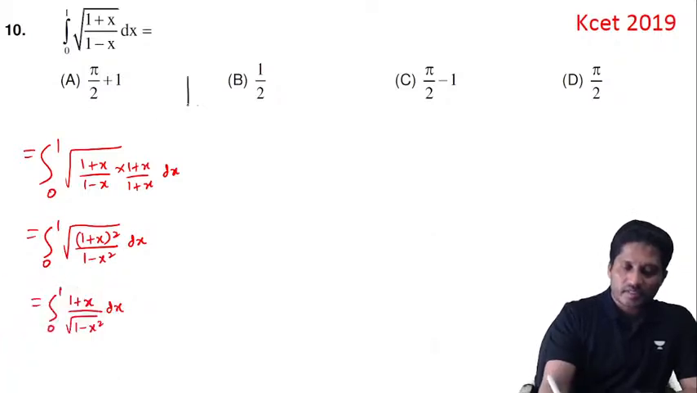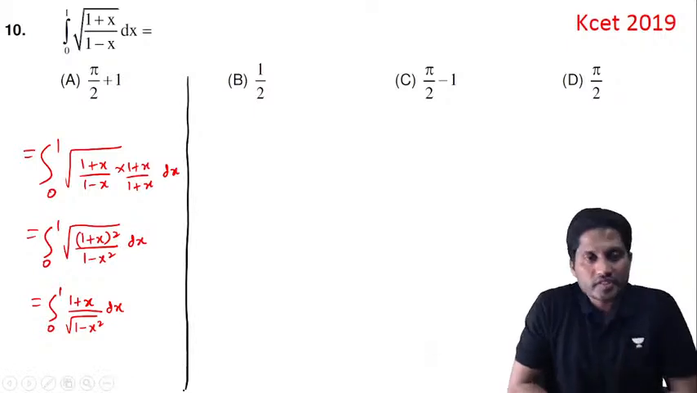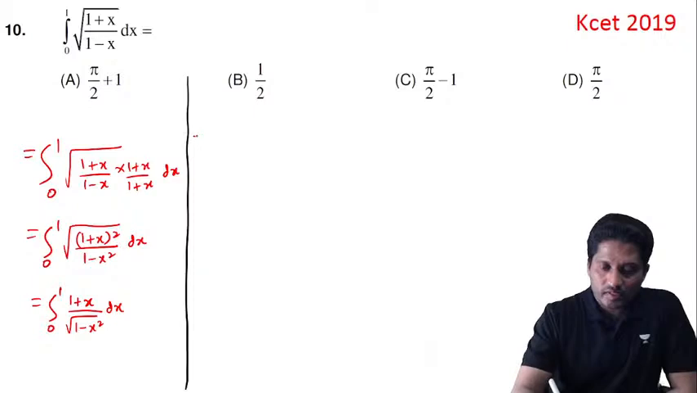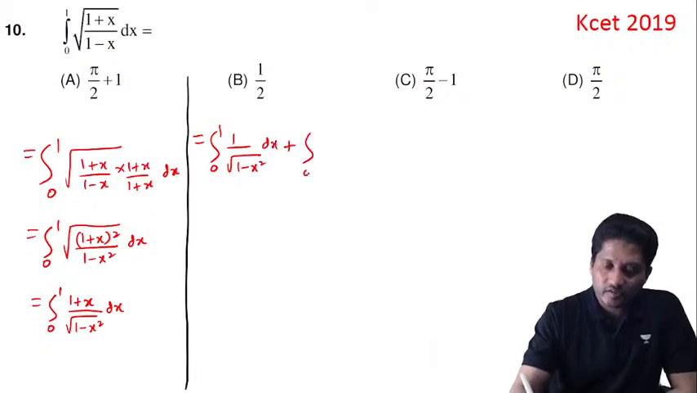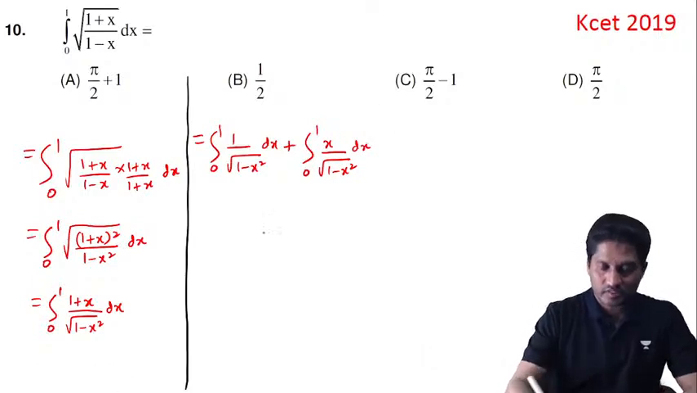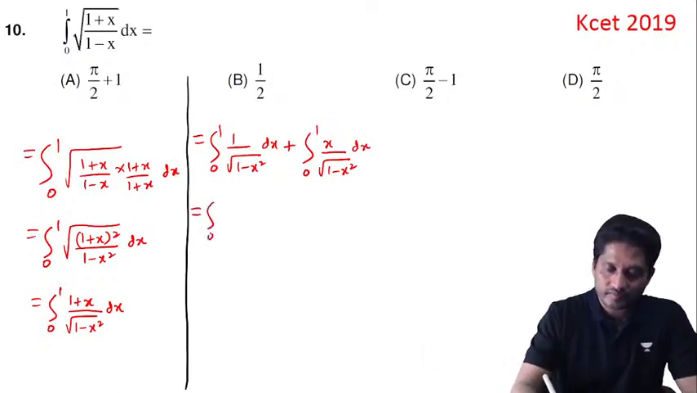Now this can be written as, if I separate this, can be written as 0 to 1, 1 divided by root of 1 minus x square dx plus integration 0 to 1 x divided by root of 1 minus x square dx. Alright, now this can be written as 0 to 1, 1 by root of 1 minus x square.